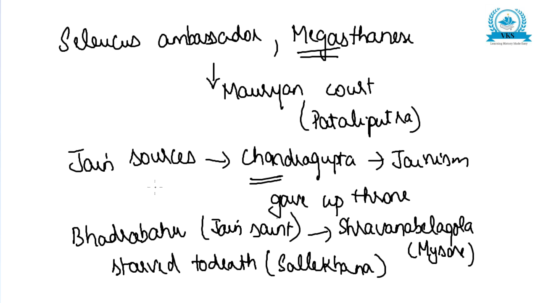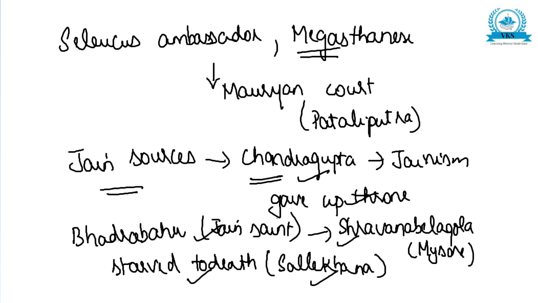So according to Jain sources, Chandragupta Maurya embraced Jainism towards the end of his life. He also stepped down from the throne in favor of his son Bindusara, and was accompanied by Bhadrabahu, a Jain saint, and several other monks. He is said to have gone to Shravanabelagola near Mysore, and there he starved himself to death, and that was an approved Jain fashion, that is Sallekhana. So this was the life of Chandragupta Maurya.